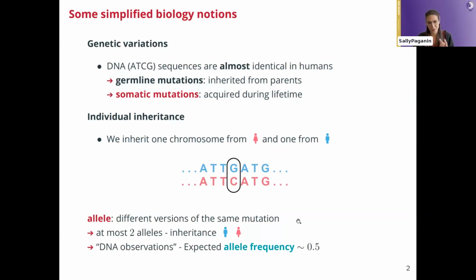And since we have 2 sources, we can observe at most 2 alleles. This is important when we have more DNA observations, so we start to have a population and some data. This will become clear later, but it means that we can talk about averages, or something that I call expected allele frequency, and we should expect this frequency to be around 0.5.